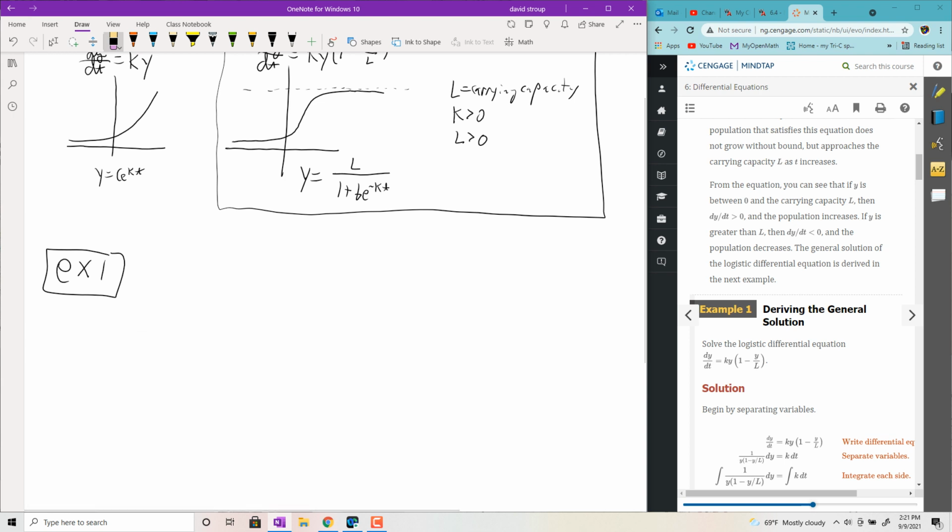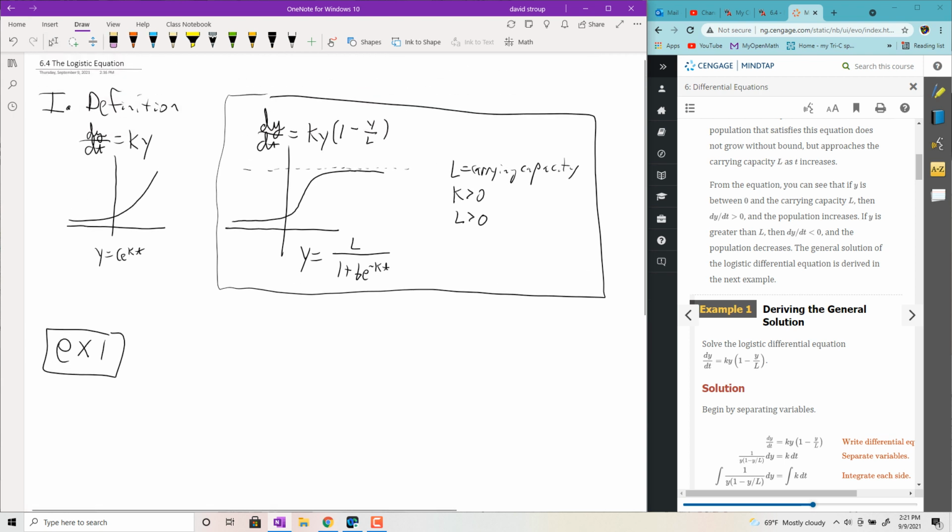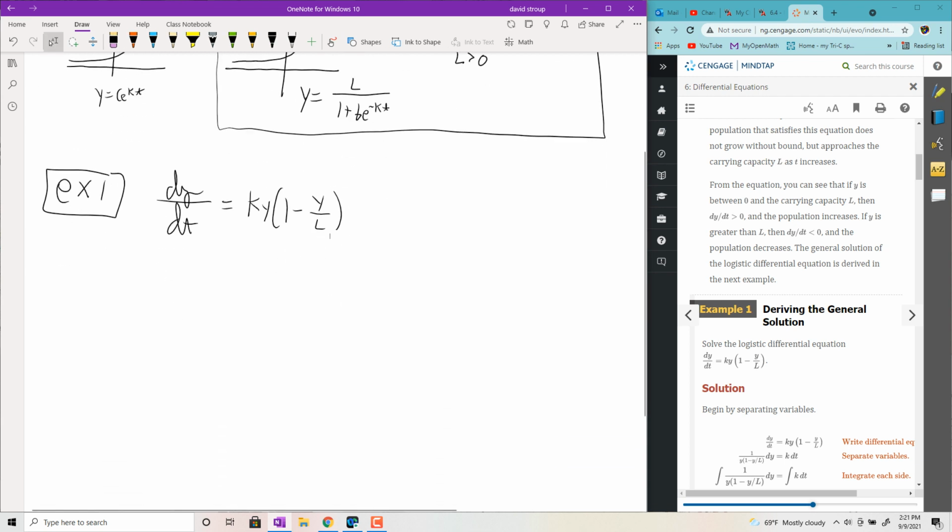So starting with this right here, this is our logistic differential equation. We're going to separate in our first step. So that equals ky times 1 minus y over L. Okay, so I'm going to move the y times 1 minus y over L to the left side. So I have dy over y times 1 minus y over L. On the other side, I just have the constant k dt.